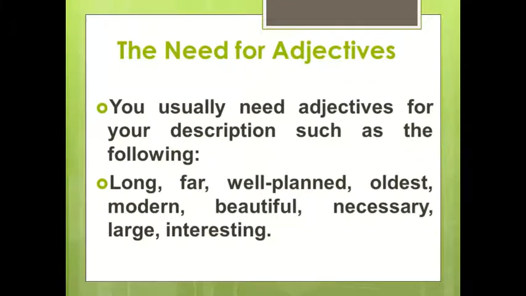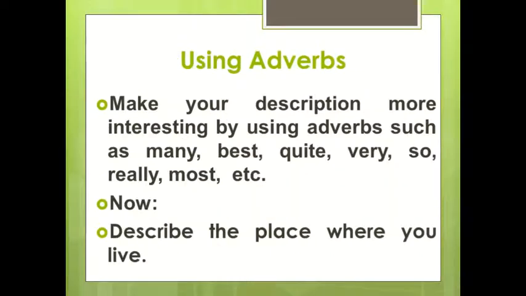Of course, when we describe things, places, or persons, we need adjectives. So the adjectives we use with places are different from those used for describing persons. In this case, we need, for example, far, well-planned, oldest, modern, beautiful, necessary, large, interesting. These adjectives are used in the following example. Using adverbs.